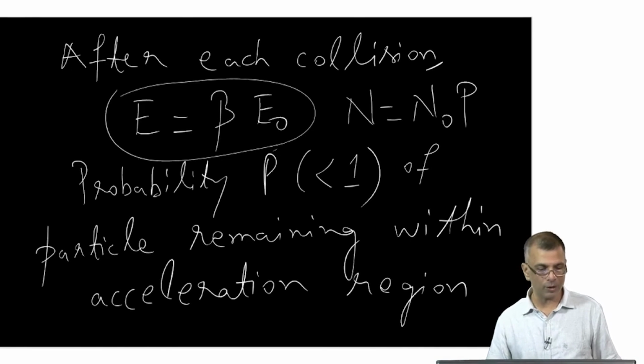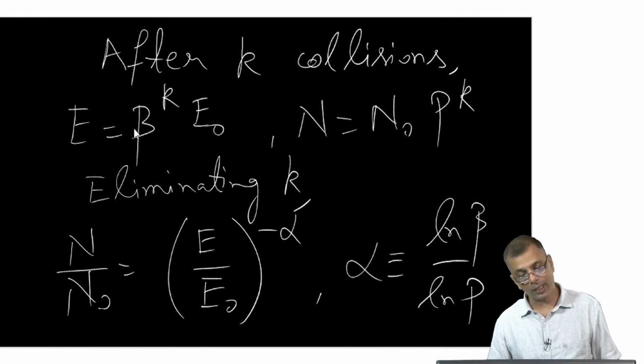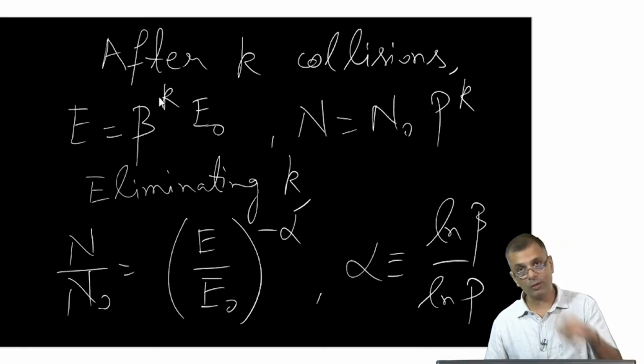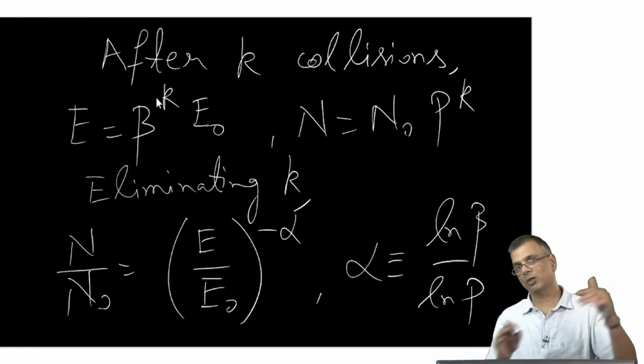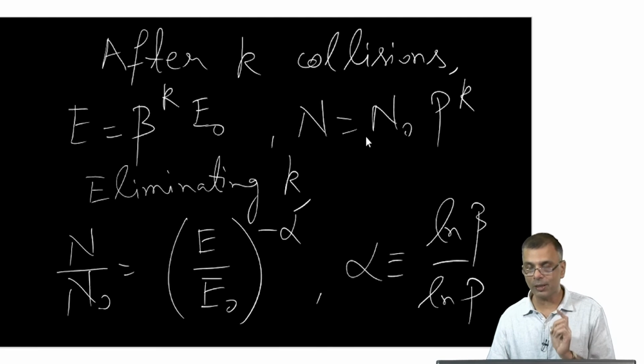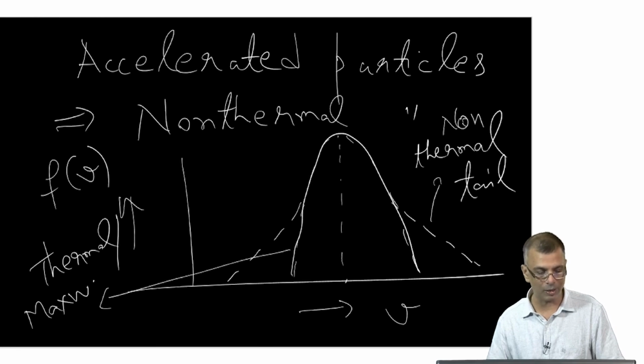So after k collisions, beta is greater than 1, so a given particle has increased in energy, beta raised to k. So the energy keeps increasing. It goes farther and farther into the non-thermal tail. At the same time, the number of particles remaining inside the acceleration region becomes lesser and lesser. That is why you see here, the higher the energy, the lower the number. Out here, the lower the energy, the more the number, but the higher the energy, the lower the number. And that's exactly what's happening here.